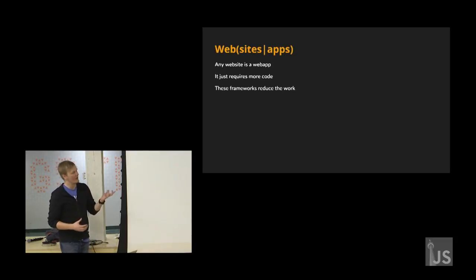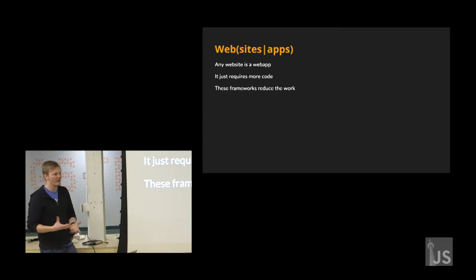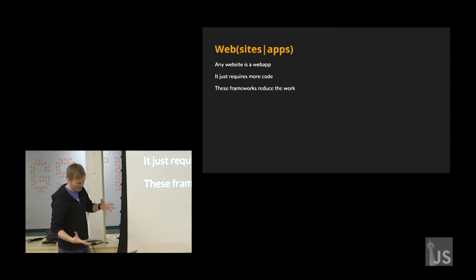Let's think about websites and web apps. You can look at any website and say, oh, I can write that web app using just regular jQuery. That's true, you can. But it gets out of hand pretty quick. You end up having tons of callbacks and it gets messy. So the idea with Angular and these MVC frameworks is that they reduce the amount of work. Look at a website built with Rails versus raw PHP, there's obviously a huge difference in how much code there is. So these MVC frameworks, Angular, Ember, Backbone, they reduce the work for you.